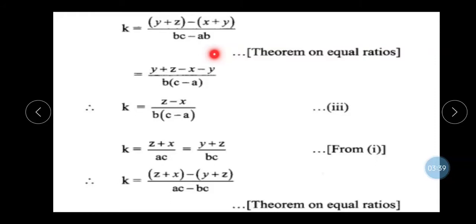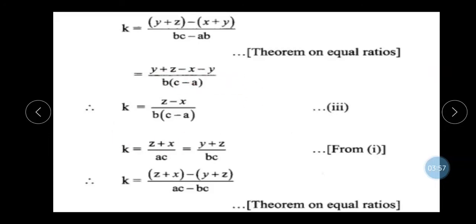So what is common over here? b is common, and in the bracket we have written c minus a. Your positive y and negative y will get cancelled. What remains is (z minus x) upon b into (c minus a). Let us give this as equation 3. Another part of the question is solved.